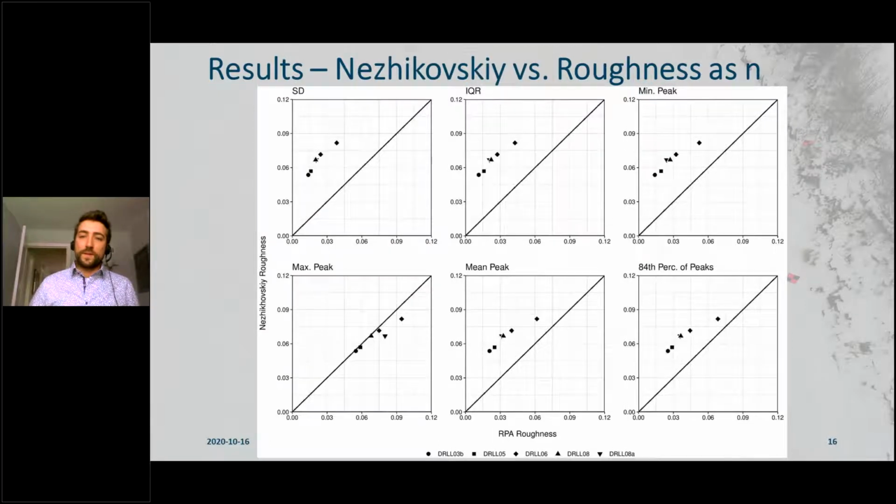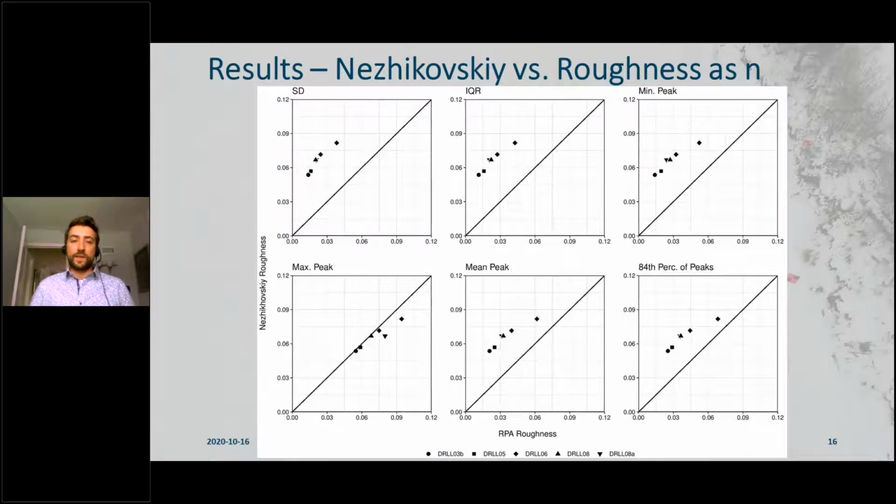But how about comparing this to an even simpler model? So I mentioned earlier the Nezikovsky relationship, which relates ice thickness and roughness. And I've got the same set of plots here with the same 6 metrics, but the y-axis has been replaced by the Nezikovsky predicted roughness rather than the modeled roughness.